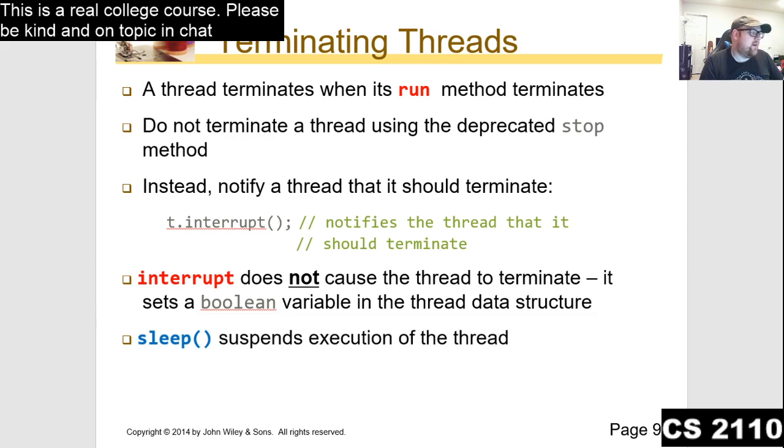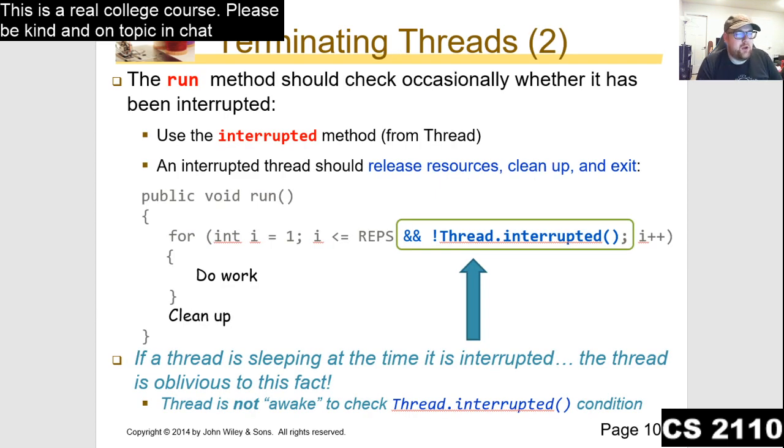So again, if you have a large for loop, some large number of repetitions, it might make sense to check whether the thread is not interrupted, so that this for loop terminates immediately if you are interrupted. Might make sense to do that.